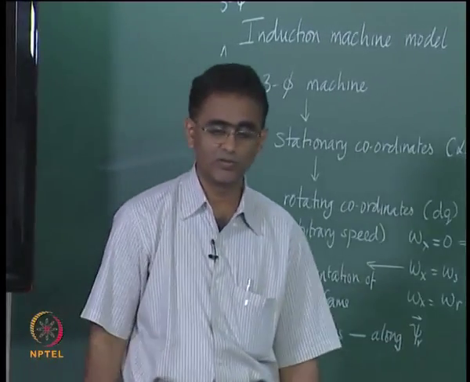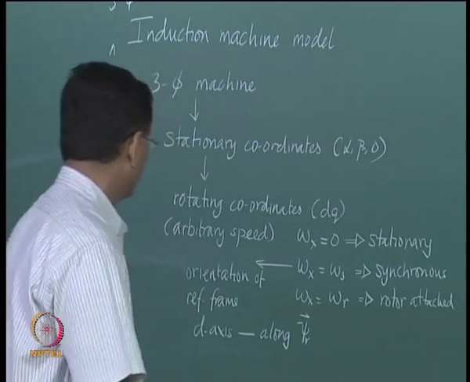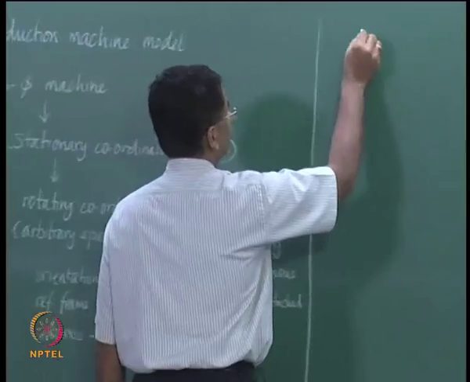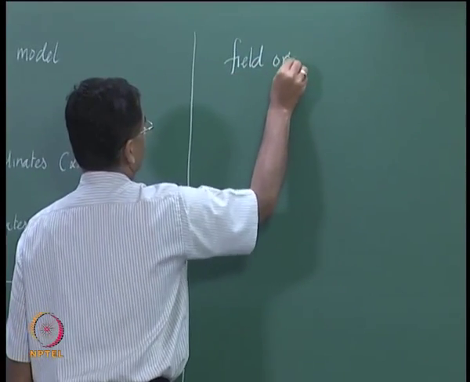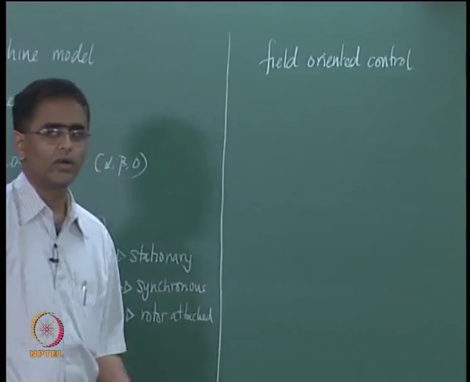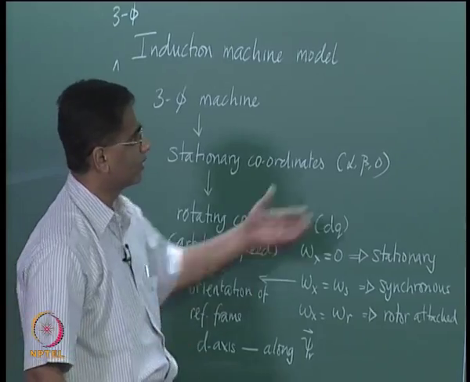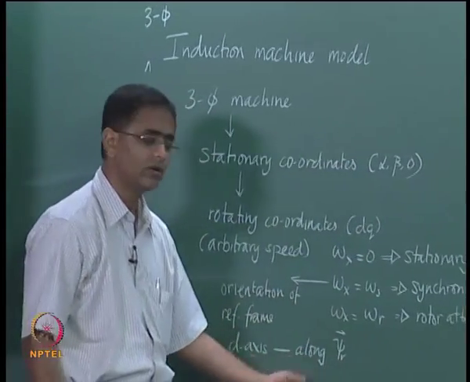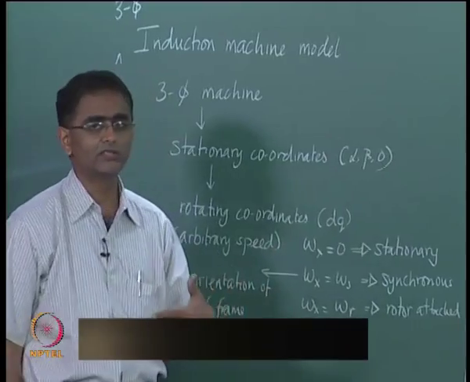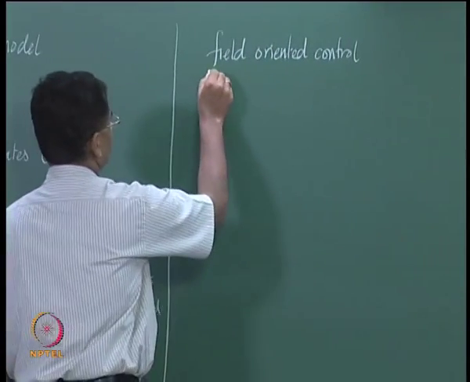and that resulted in certain simplifications, and therefore from then on we had said that this is the basis of what is called field oriented control of machines. It's more of reference frame orientation rather than field orientation. You choose a reference frame such that it is oriented along the field, either the rotor field or the stator field or maybe some other field, and then that results in certain simplifications as far as motor control is concerned. This is what we had seen in the last lecture.